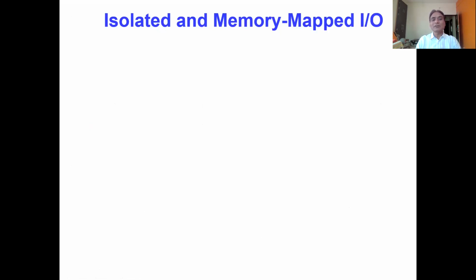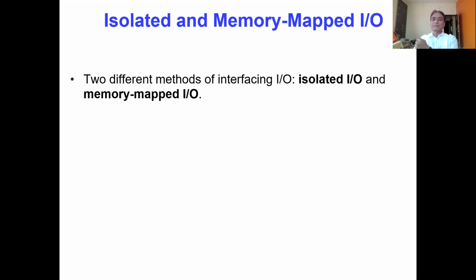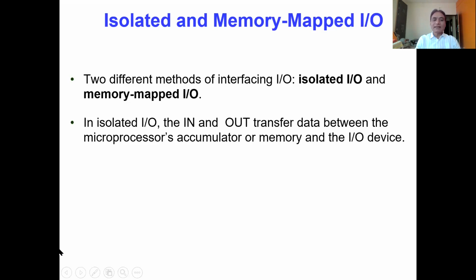Now let us see isolated IO and memory mapped IO first. There are two different methods of interfacing IO, as I mentioned earlier: isolated IO and memory mapped IO. We have already discussed the difference between them. In isolated IO, IN and OUT transfer data between the microprocessor and the IO device. But which section of the microprocessor is used? Only the accumulator: AL, AH, or AX.